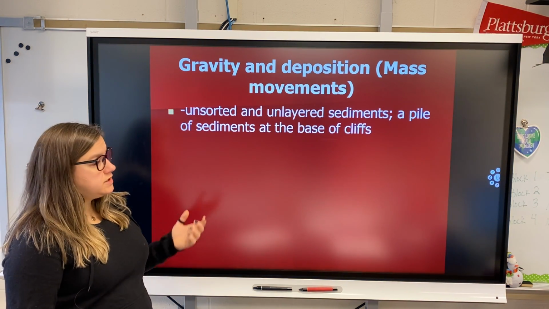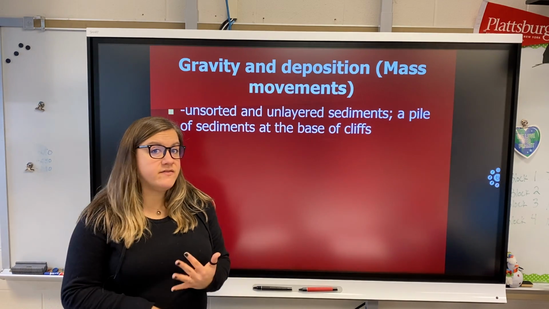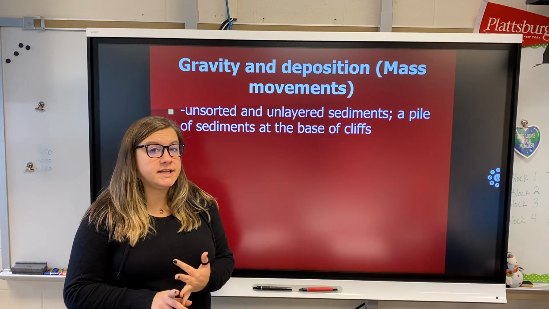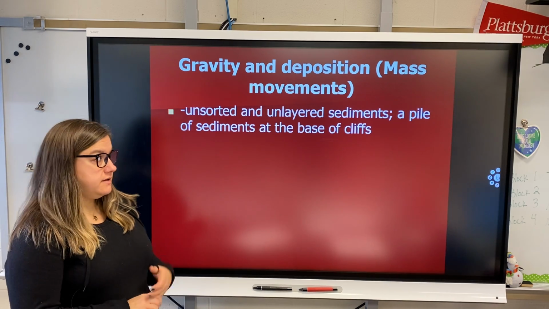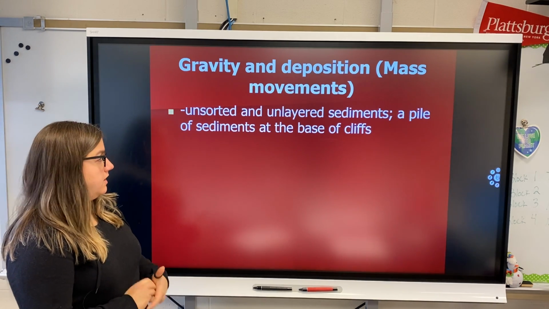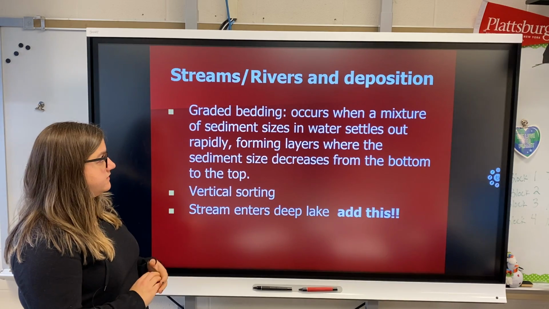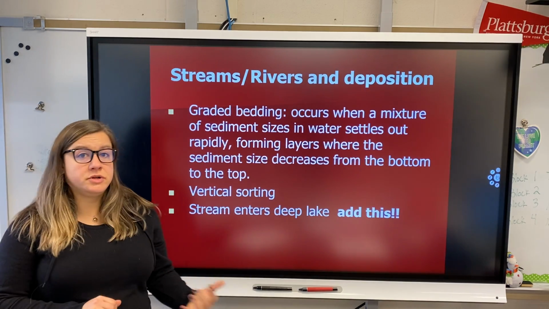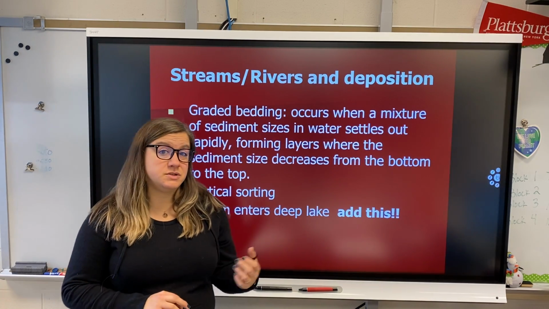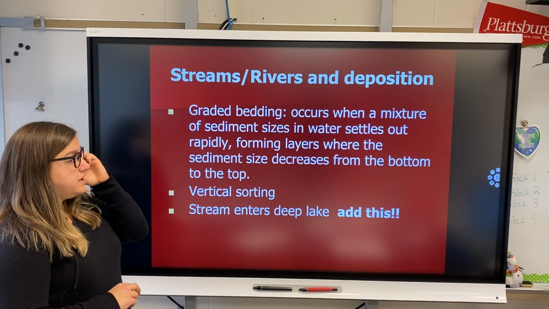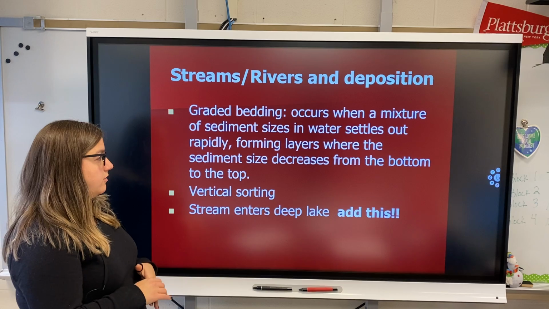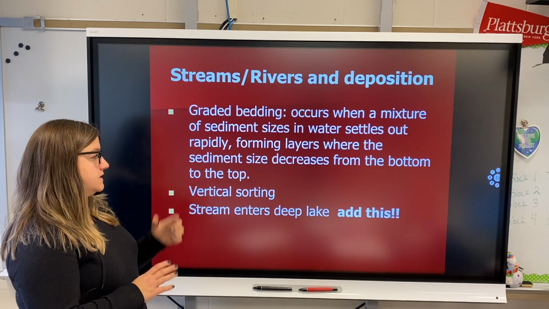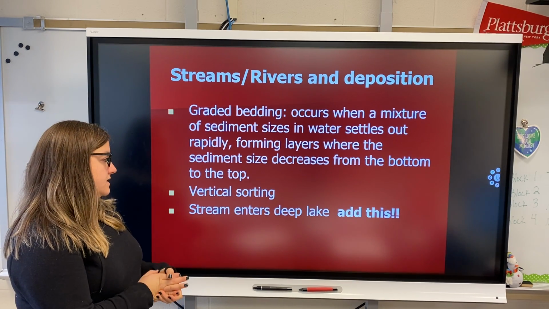So unsorted and unlayered sediments. Gravity and glaciers are unsorted and unlayered. Okay? Angular and unsorted. That's what glaciers and gravity have to do with. So it's a pile of sediments at the base of a cliff. Where streams and rivers are a little bit different. So is wind. That causes graded bedding, which is when everything was mixed up, it evens itself out. Rapidly forming layers where sediment size decreases from the bottom to the top.